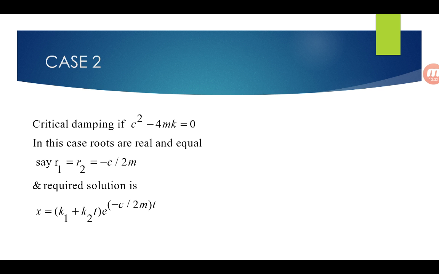Now come to case 2, where c square minus 4mk is equal to 0. In this case, roots are real and equal, say r1 and r2 both taking the value minus c divided by 2m. In this case, the solution is k1 plus k2 into t, e to the power minus c upon 2m into t. The graph of the solution in this case resembles the previous situation. This kind of damping is called critical damping.